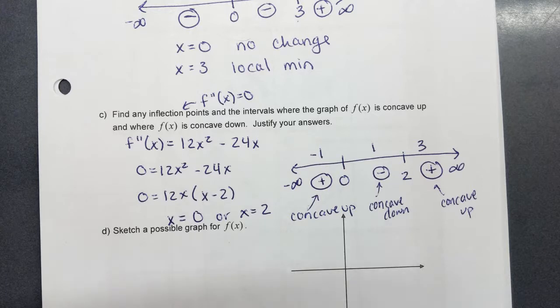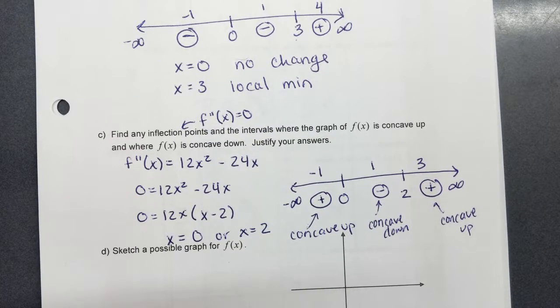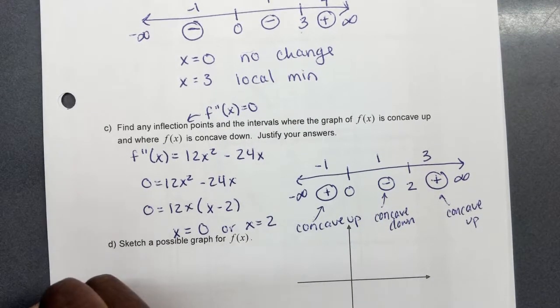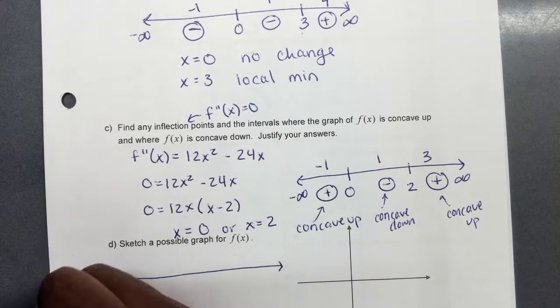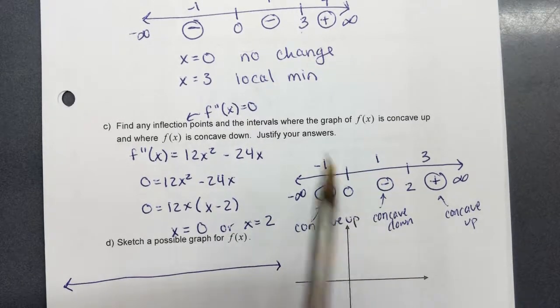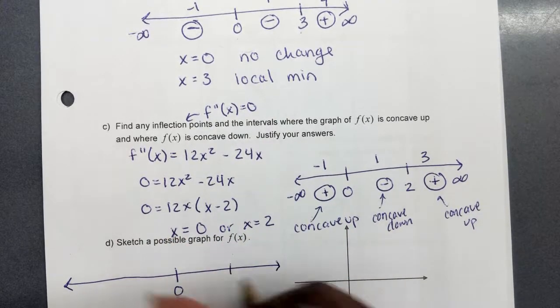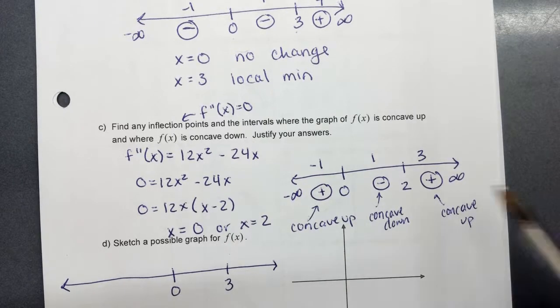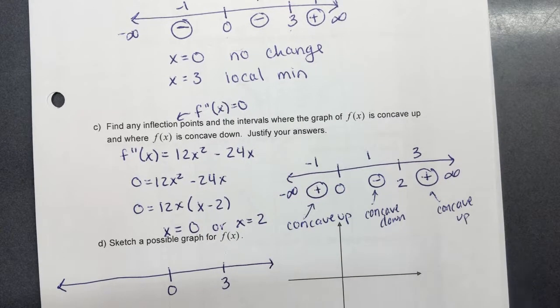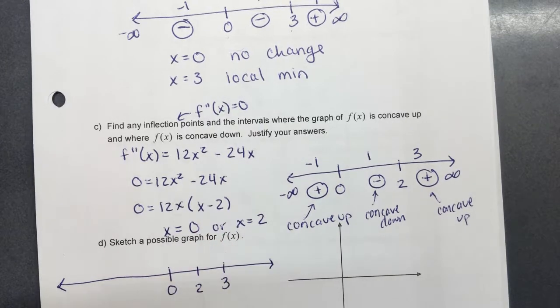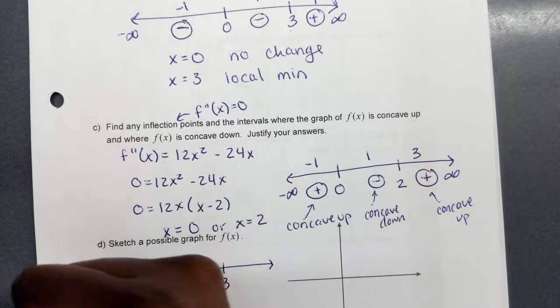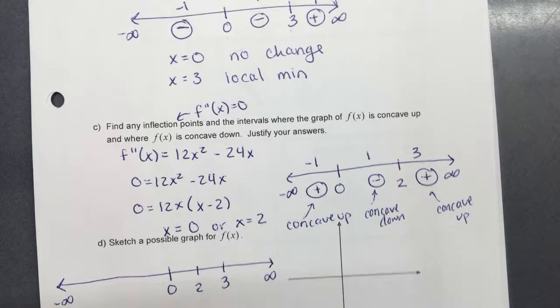So if we put these two number lines together, that'll give us all the information that we need to help us graph or sketch a graph of f of x. So I'm going to make one big number line, and I'm going to put both my inflection points and my critical points on this number line. So I know my critical points were 0 and 3. So we have 0 and we have 3. My inflection points were 0 and 2. So I'll just need to add a 2. Okay, so here's negative infinity, here's infinity.